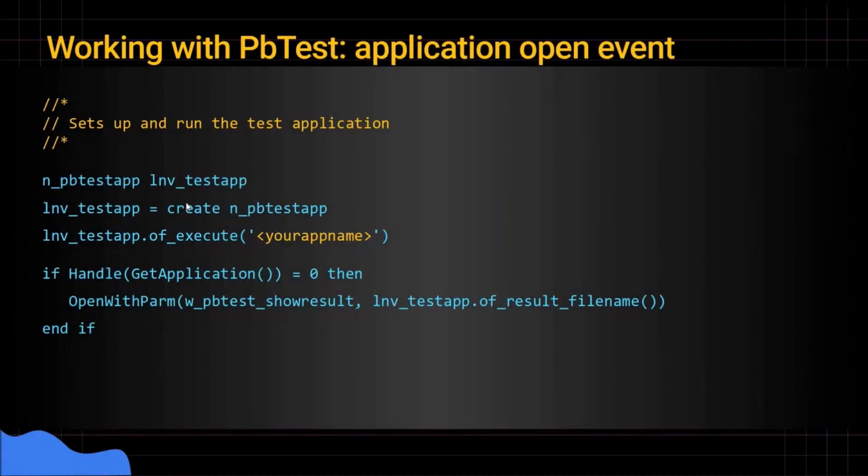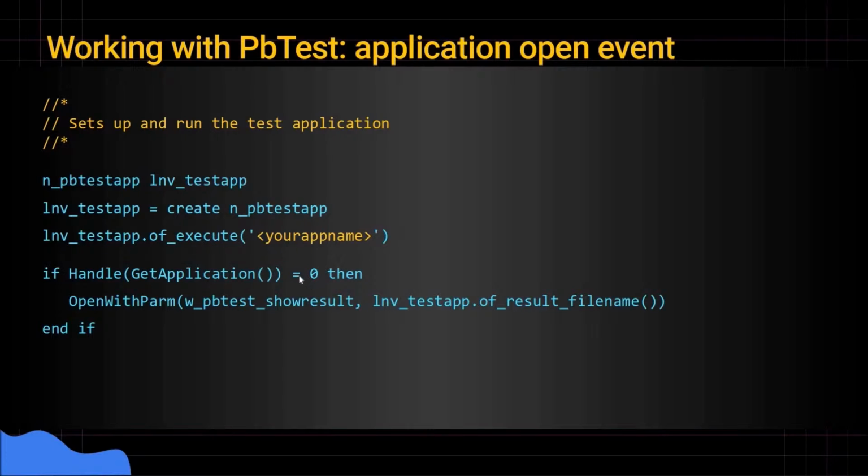Okay, so we built a new target and we have a new application object. And in this application object, we have to code the open event, as always. In the open event, we have to put a simple script that is more or less this one, in which we have to create an instance of the test runner, which is a PbTest app. Okay, so we create an instance and then execute the tests with this function call.